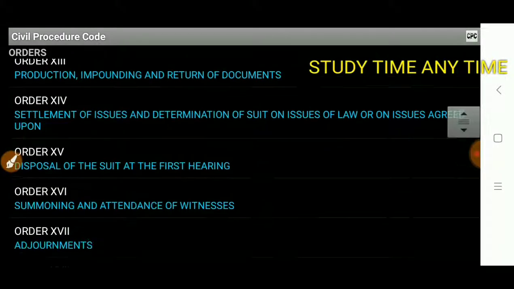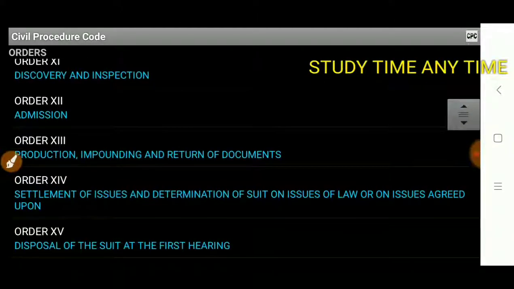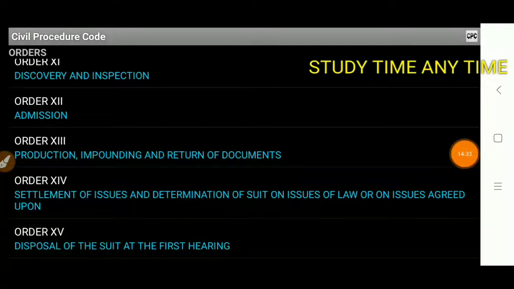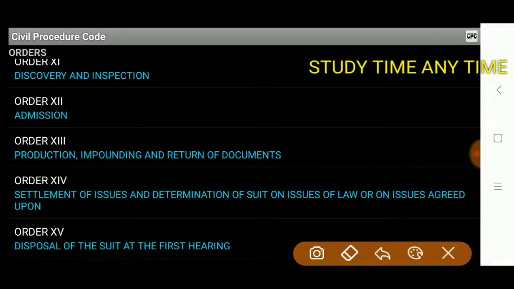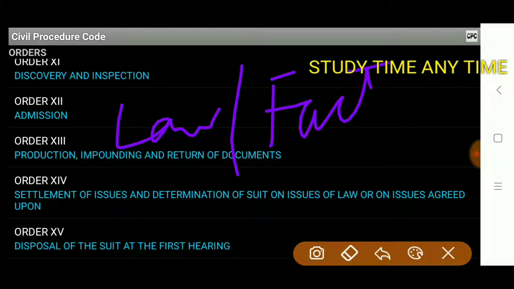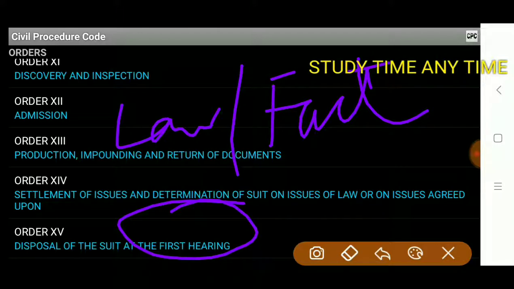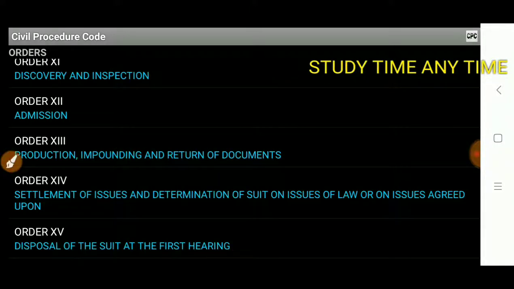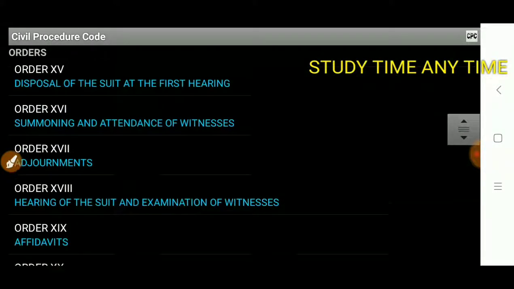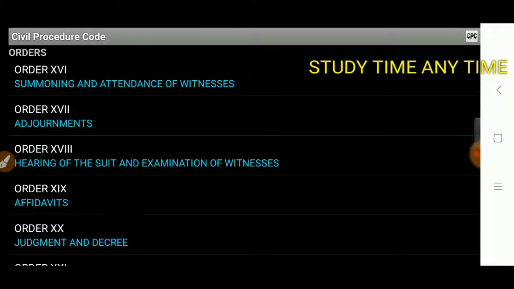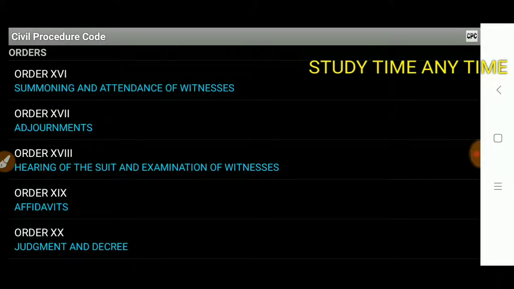Then order 15, disposal of the suit at the first hearing. I don't think this normally happens, but if the court finds that there is no issue between the parties, either of law or of fact, then the court will dispose of the matter at the first hearing. Next, there are orders 16 to 20. Now, summoning and attendance of witnesses. This is about the witnesses that will come, how to summon them, how to mark their attendance.